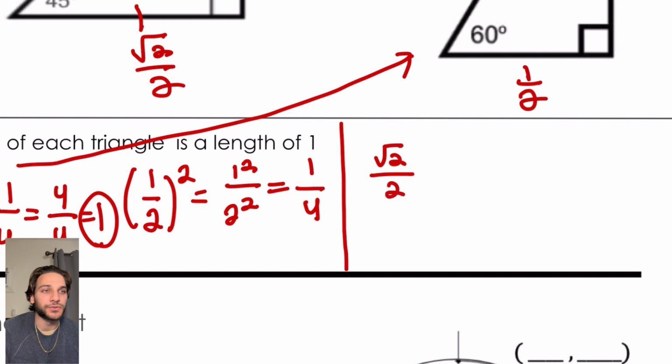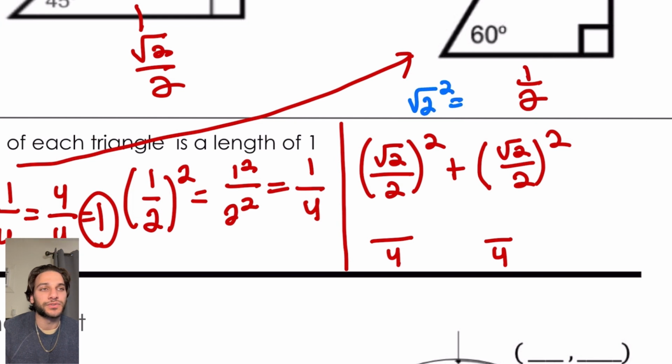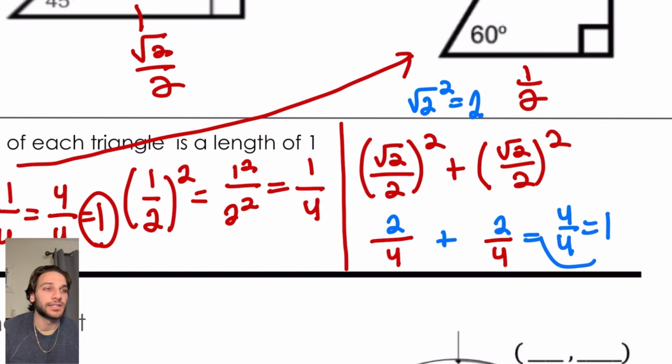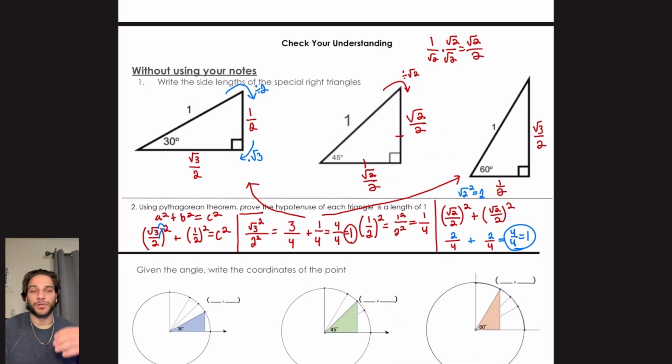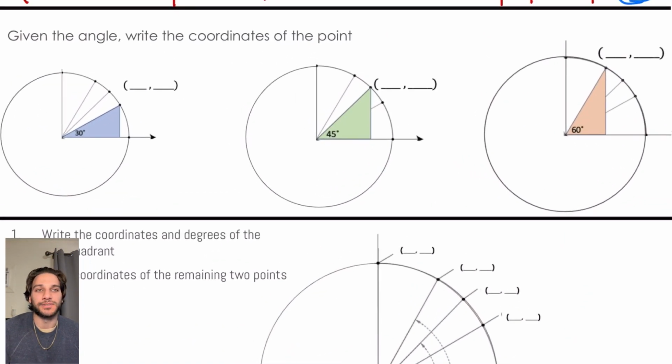So I'm going to do root 2 over 2 squared plus root 2 over 2 squared, because we're doing a squared plus b squared equals c squared. The denominator is going to be 4 in this case, and for the numerator, root 2 squared equals 2, because root 2 times root 2 is root 4, which simplifies to the whole number 2. So I get 2 plus 2 is 4, and that's 4 over 4, which is 1. The square root of 1 is just 1. So in both cases, c squared is 1, which means c is 1.